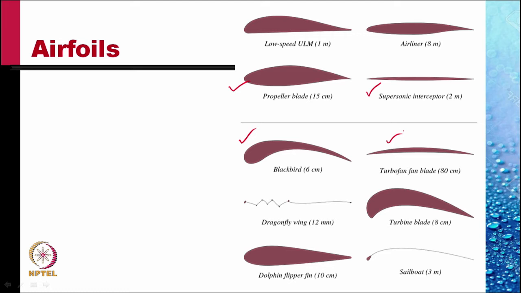This is the cross section of the wing of a dragonfly. It's only 12 millimeters long. A sailboat with a sail inflated also has the shape of an airfoil, as is shown in this picture.